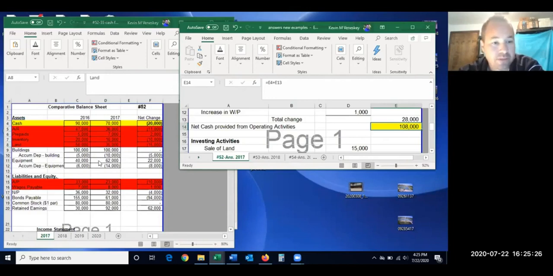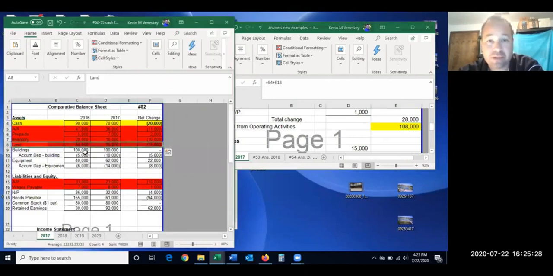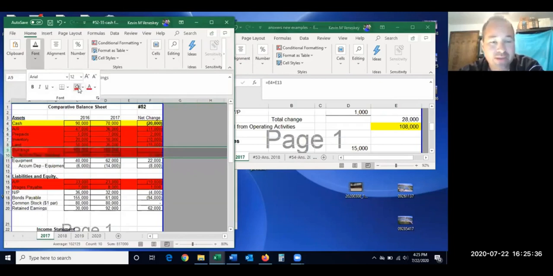And that explained all of that 15,000, so I can get rid of it. Now with the buildings, nothing happened with the buildings. So I don't have to do anything with that. I can just skip right on through that. And remember, we don't do anything with accumulated depreciation except help prove some numbers.